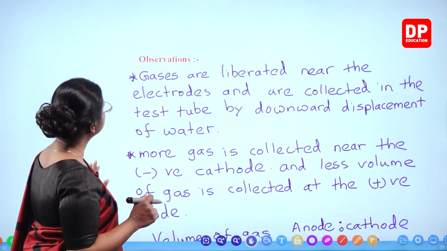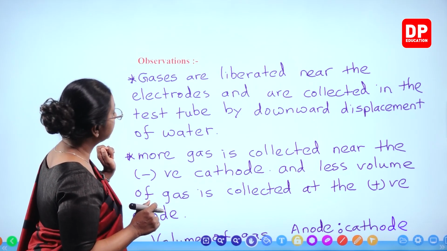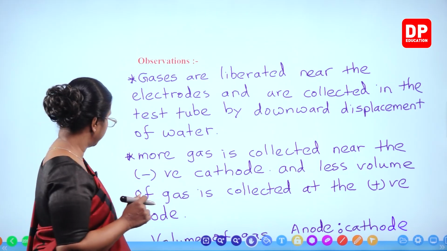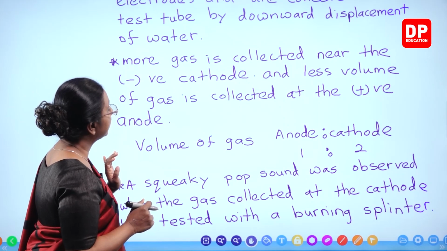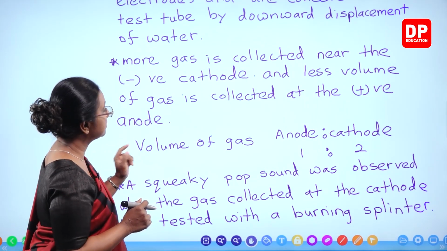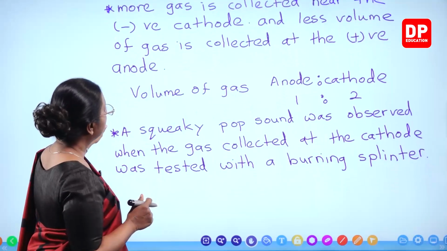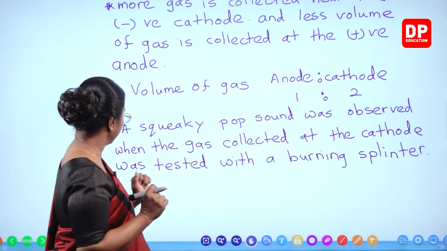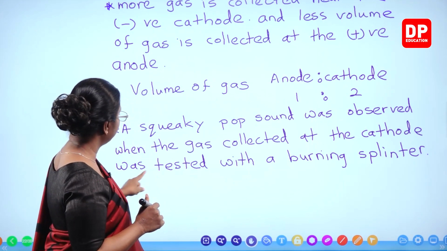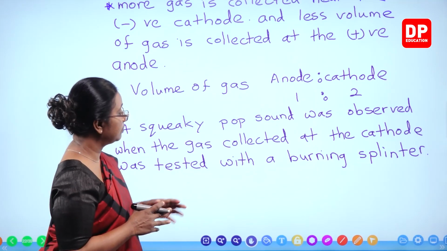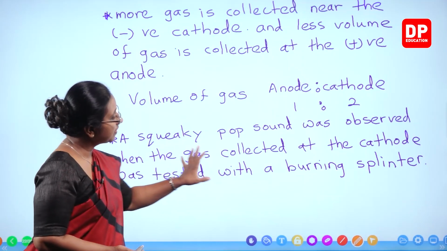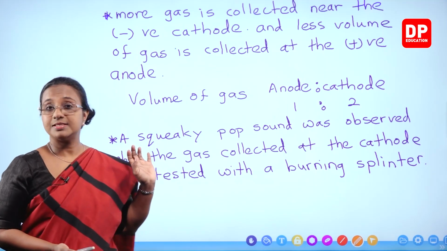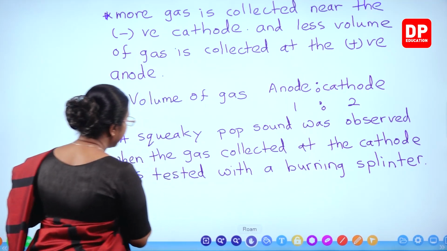So in this activity, these are the observations. Gases are liberated near the electrodes and are collected in the test tube by downward displacement of water. More gas is collected near the negative cathode and less volume of gas is collected at the positive anode. The volume of gas near the anode and cathode is like 1:2. And a squeaky pop sound was observed when the gas collected at the cathode was tested with a burning splinter.